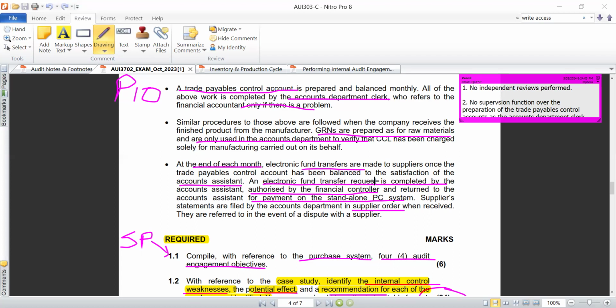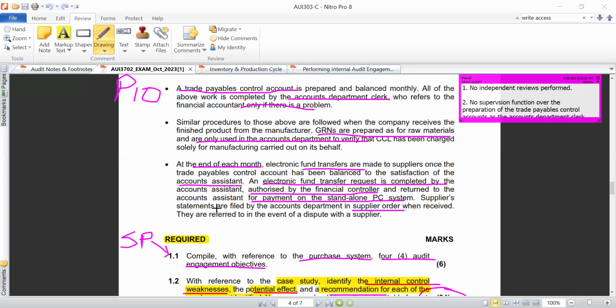And then what does he do after that? Requests the EFT transfers to be authorized by the financial controller. And then what else? And returned to the accounts assistant again. So these transfer requests are authorized by the financial controller and then returned to the accounts assistant for what? For payment on the standalone PC system. So meaning to say this accounts assistant is the one effecting the payment, which to me is a big problem there, because that's lack of segregation of duty that I'm already seeing.